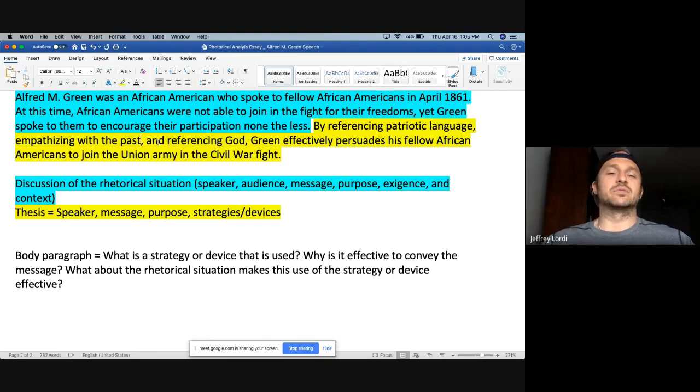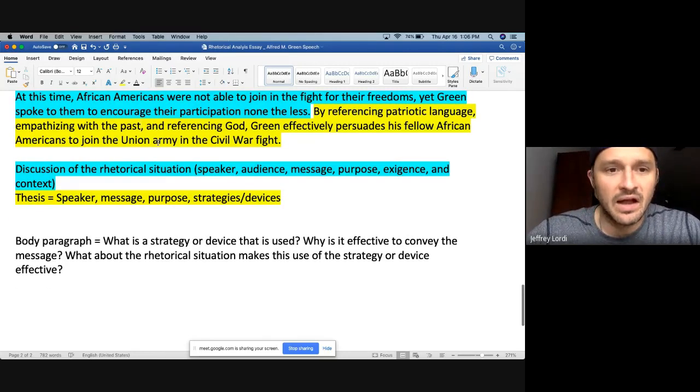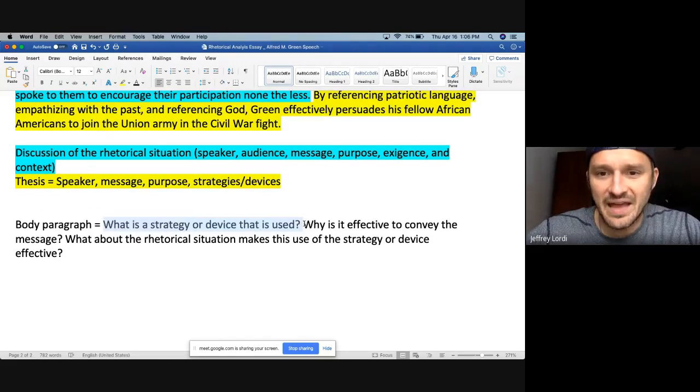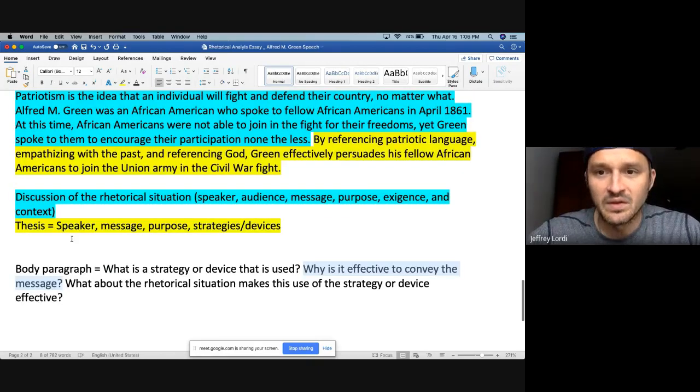And when I mean empathizing with the past, I mean talking about the struggles that he already knows African Americans have faced in the past and not getting their due. And why does that matter? So the strategies first. And then it's all about, well, why is this effective to convey the message? Why is patriotic language effective to persuade his fellow African Americans to join the fight? And then what is it about the rhetorical situation that makes use of this strategy or device effective?